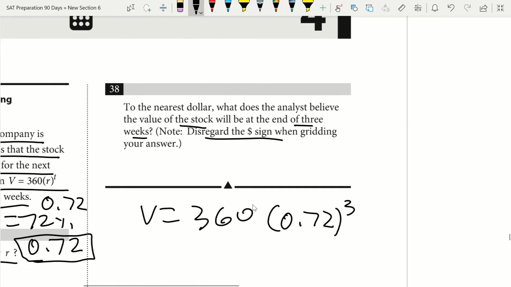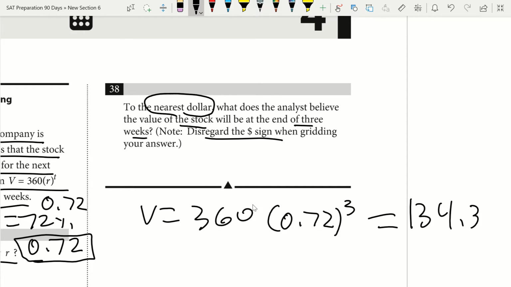So now we're just going to plug that in our calculator. So we got 360 times 0.72, all raised to the third power. Does it tell me to round at all? To the nearest dollar. Okay, rounding to the nearest dollar. So that's going to equal 134.36. Now we're told to round to the nearest dollar. Since this is below 0.5, we're going to round down. So that's going to give me 134 as my answer.